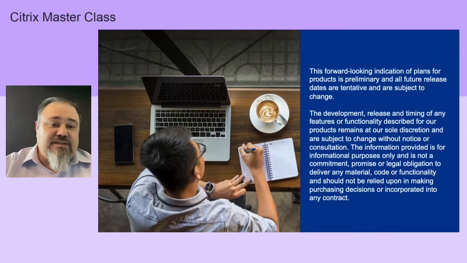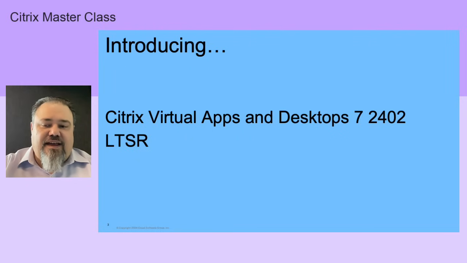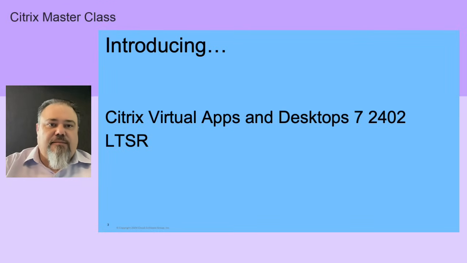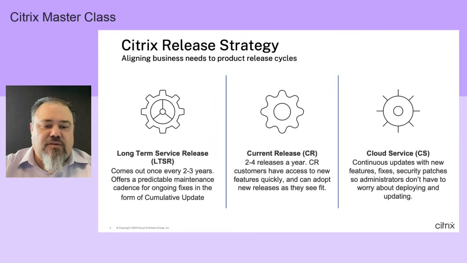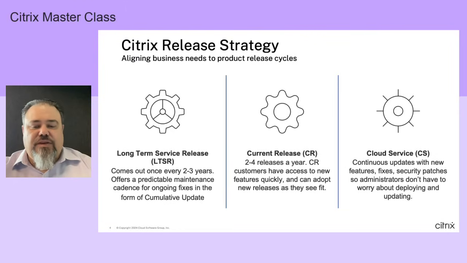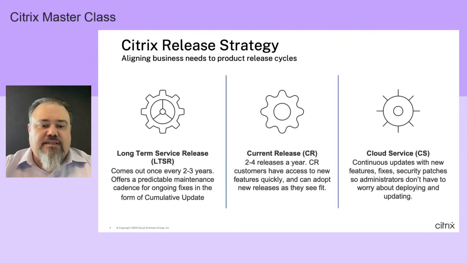So today we're introducing the new CVAD 7 2402 LTSR. It's been about 2 years. We had the 2203, and now we're working on the 2402 release. Just for everybody to remember, LTSR is our long-term service release. These are stable releases that come out every 2 to 3 years. They have the last 2 years of features that have gone out in them, and we provide extended support and ongoing fixes in those releases, right?